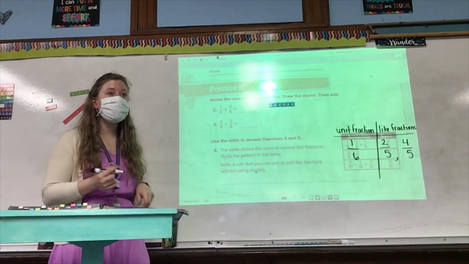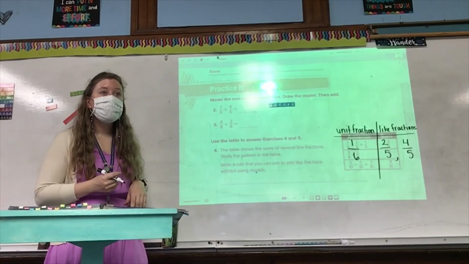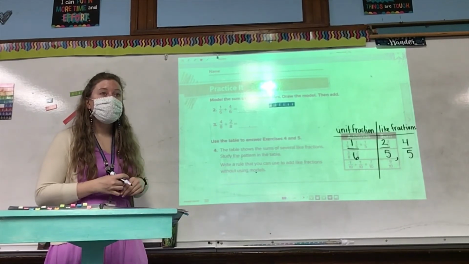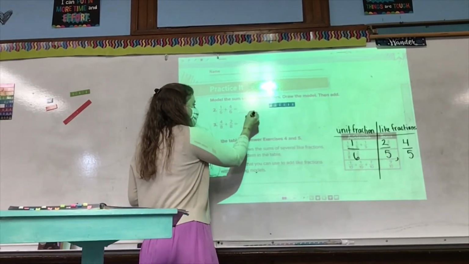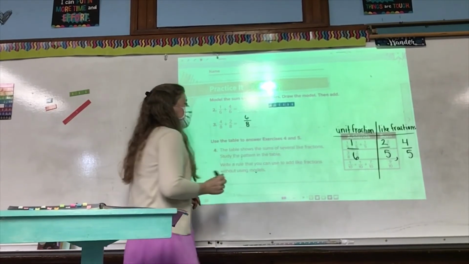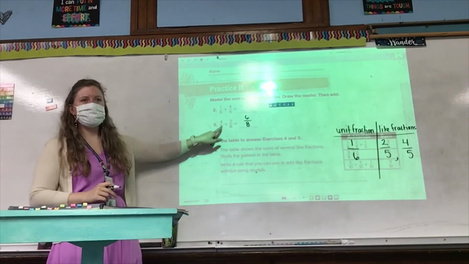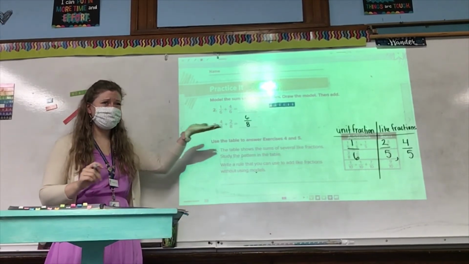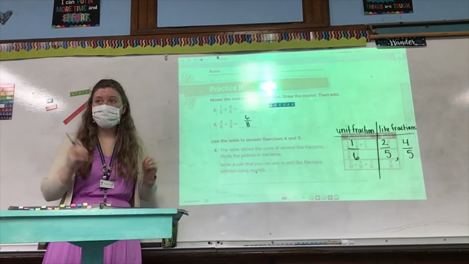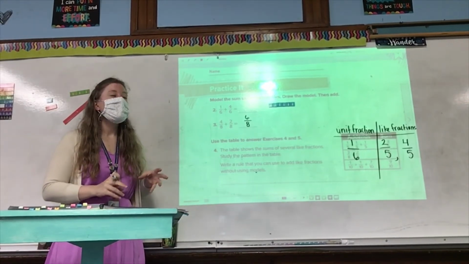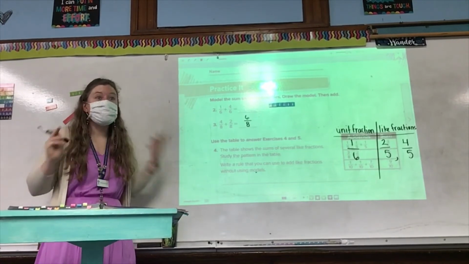How many 1/8 tiles do we have? 6. So 4/8 plus 2/8 is 6/8. Now if one of these fractions had a different denominator, would I be able to add them like this? No, because they wouldn't represent parts of the same, I'm sorry, the unit fractions would not be the same.